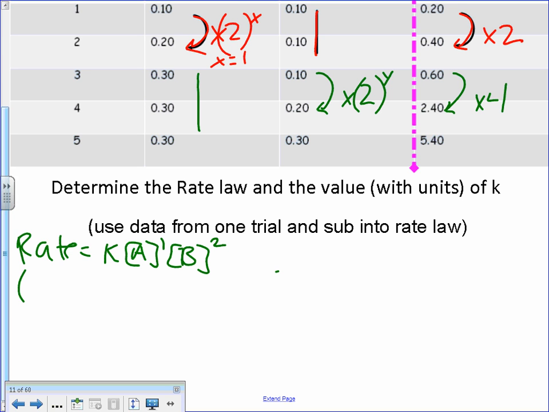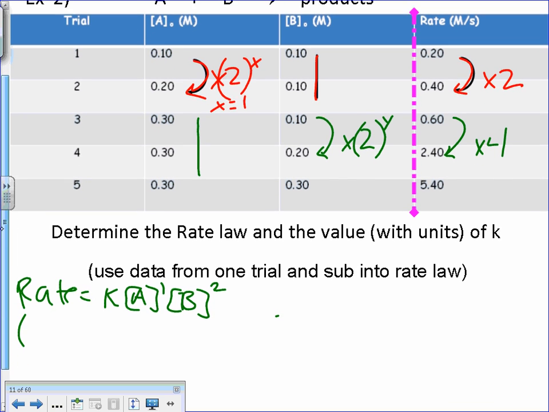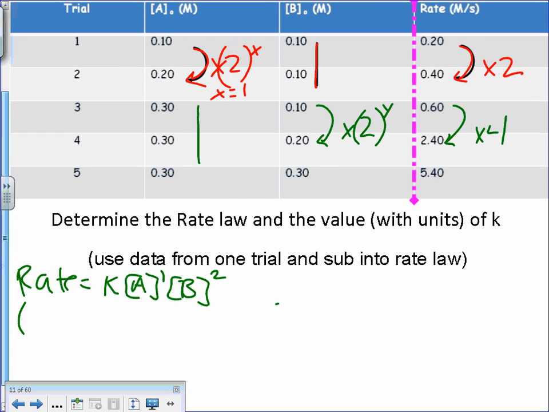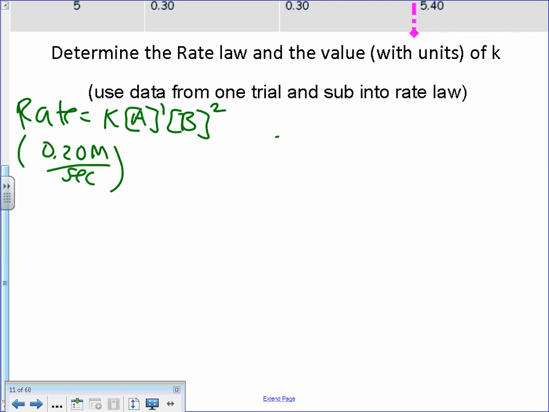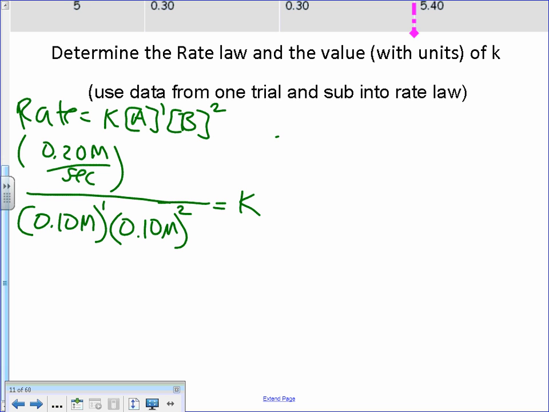So what is the rate of trial 1? 0.2 molar per second. I'm actually going to just go ahead and solve for K in variables here. So I'm just going to divide by A to the first, B to the second. So what's the concentration of A in this one? You guys have the data in front of you. Thank you. 0.10 molar to the first, and then B, 0.1. Okay, this equals K.